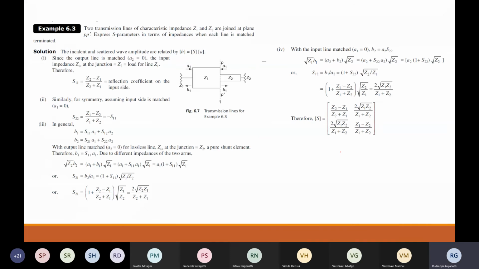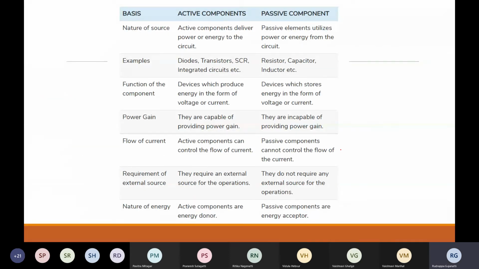So we'll be coming to this part later. Now let us move ahead and discuss a few other things. Next, we'll be discussing microwave passive components. Just as we have active and passive components at low frequency, even at high frequency we have the same kind of components. But what are these components?